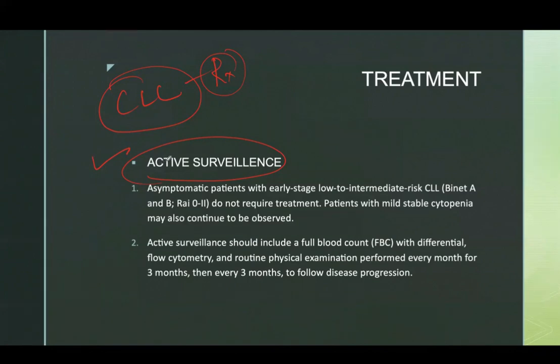And the things you will do in active surveillance are a full blood count with differential, flow cytometry, and routine physical examination. I think on the Asian side, the value of physical examination is completely out.